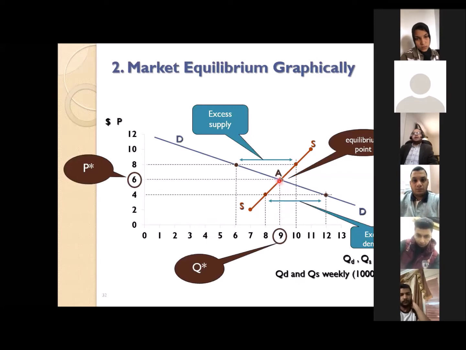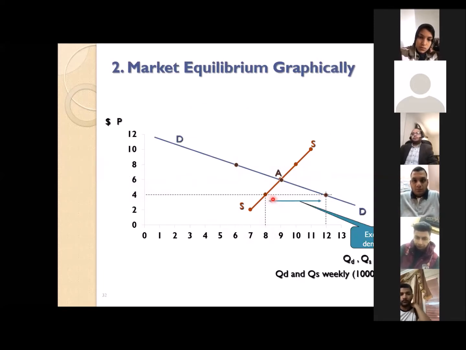So at the end, we reach the equilibrium point. What is the equilibrium point? It is when the price of supply and the price of demand are equal, and quantity supplied equals quantity demanded. Let's go back. What will happen in this case when we have excess demand?